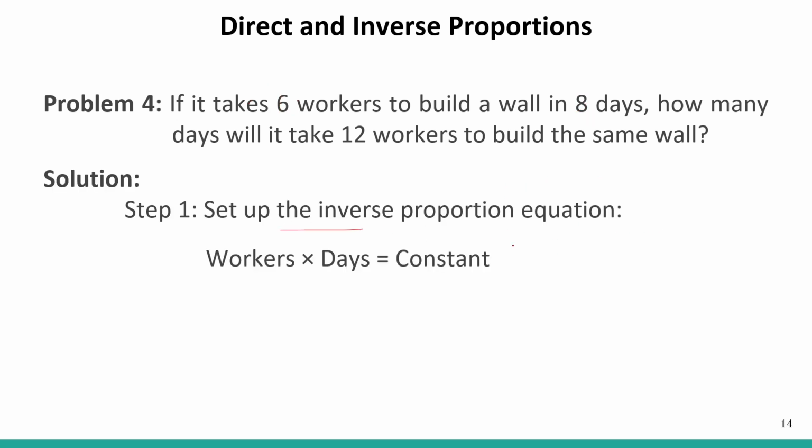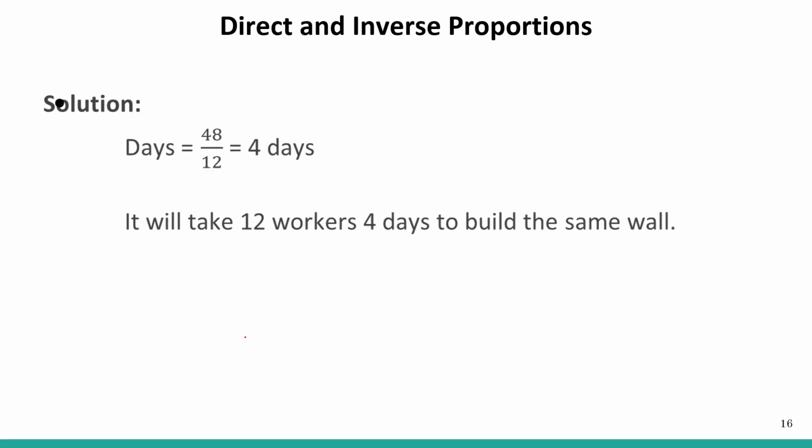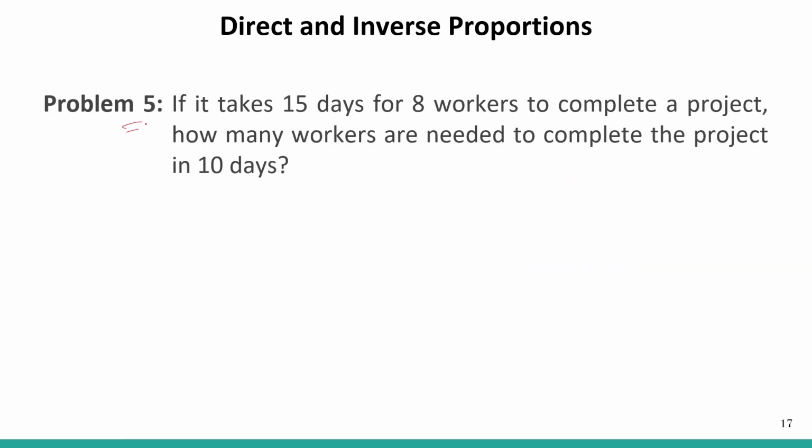Setting up the inverse proportion equation, worker into day is equal to constant. Use the information from the first scenario to get the constant: 6 into 8 is equal to 48. Use the constant to find the number of days with the new workers: 12 into days is equal to 48, so 48 by 12 is equal to 4 days. So it will take 12 workers 4 days to build the same wall. So let's see problem number 5.